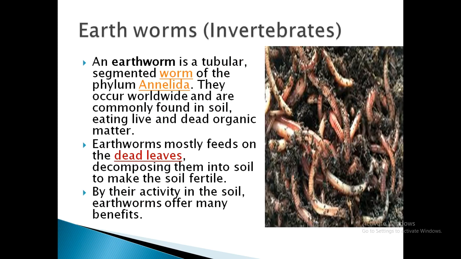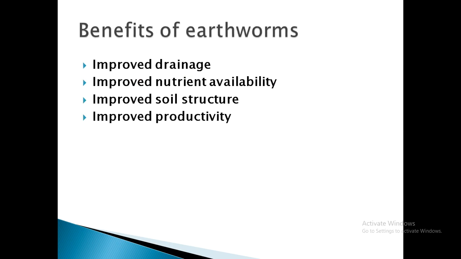Earthworms, invertebrates. An earthworm is a tubular segmented worm of the phylum Annelida in invertebrates. They occur worldwide and are commonly found in soil, eating live and dead organic matter. Earthworms mostly feed on dead leaves, decomposing them into soil to make the soil fertile. By their activity in the soil, earthworms offer many benefits like improved drainage, improved nutrient availability, improved soil structure, and improved productivity.